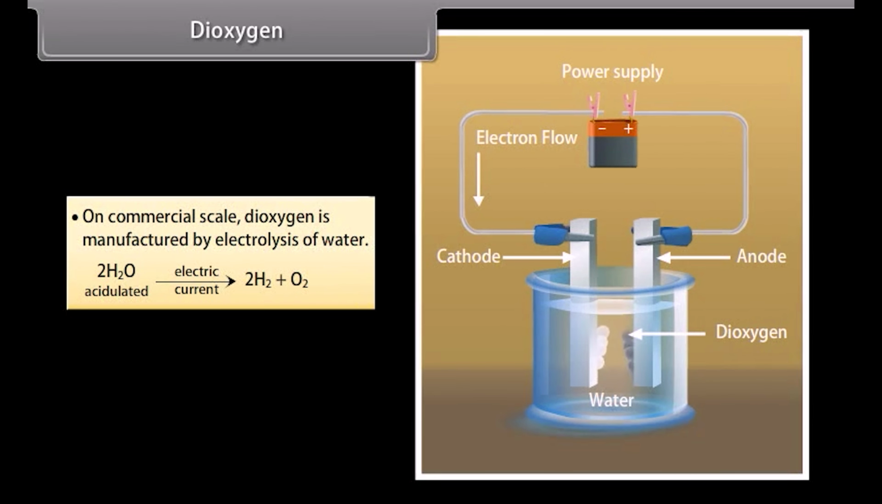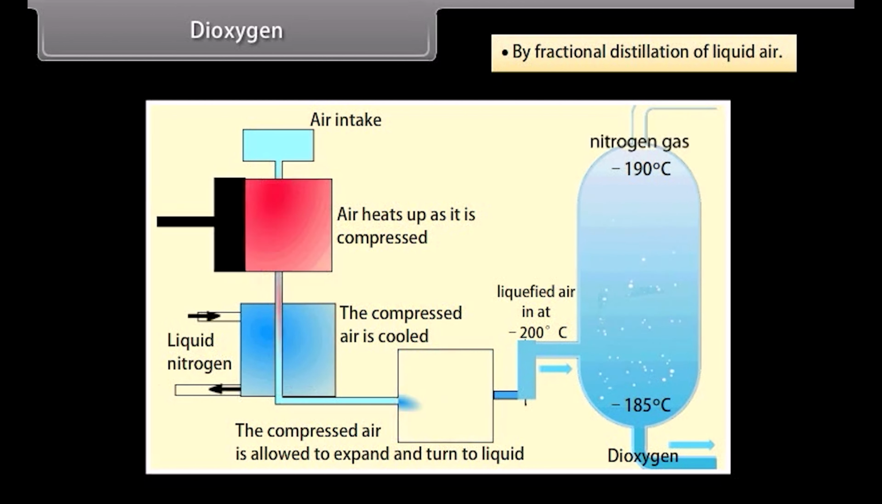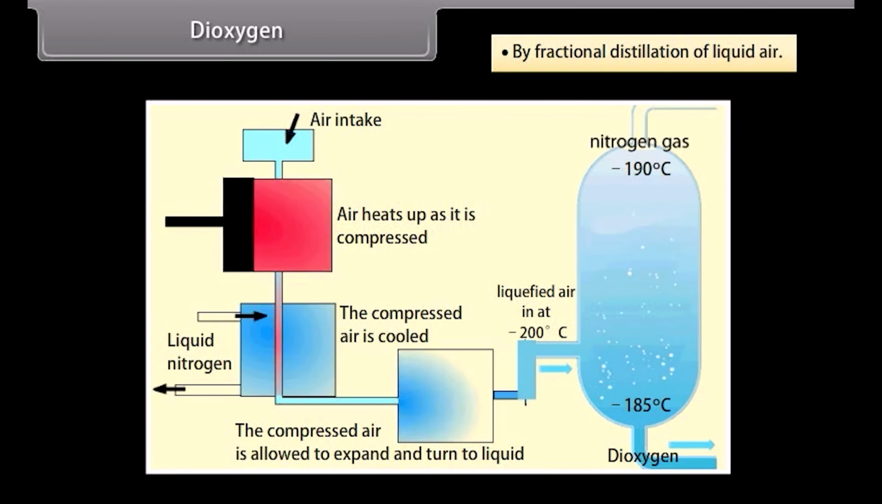On commercial scale, dioxygen is manufactured by electrolysis of water, and by fractional distillation of liquid air. When liquid air is distilled, nitrogen with lower boiling point distills out first, leaving behind practically pure dioxygen.